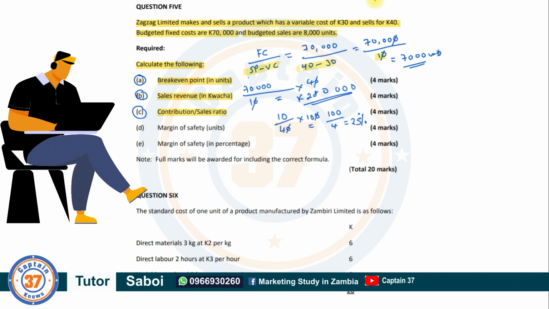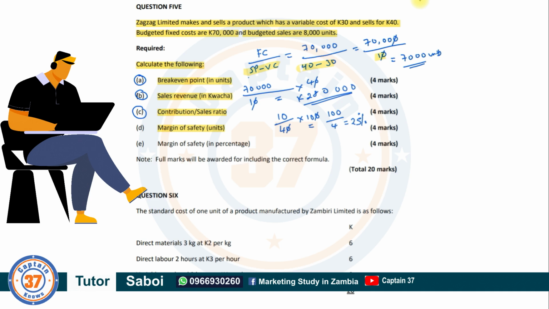We are also supposed to calculate the margin of safety. Margin of safety refers to a point in between 2 points where, as long as you fall in between those particular 2 points, you are safe. It means that your sales are okay. But when you are out of the margin of safety, it means that your sales are not okay.